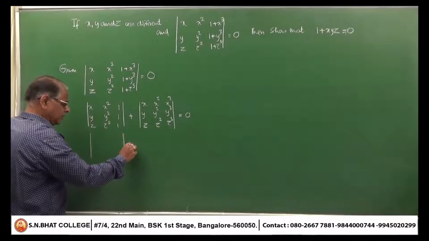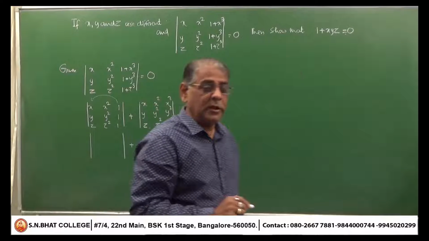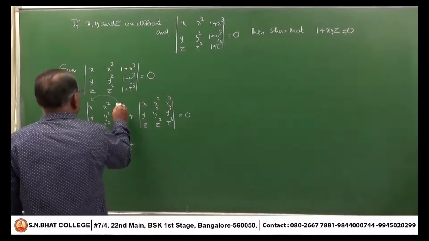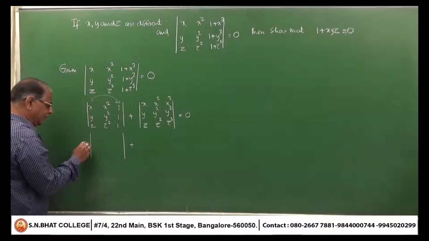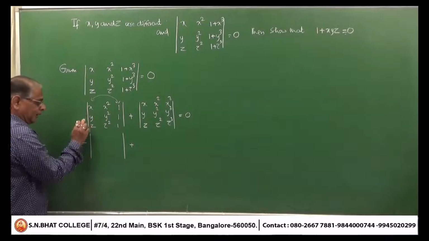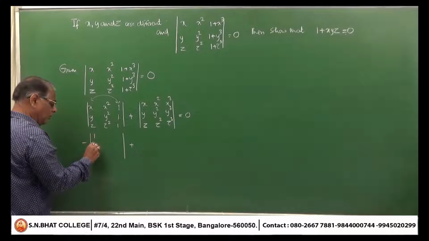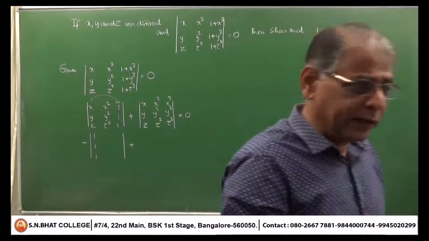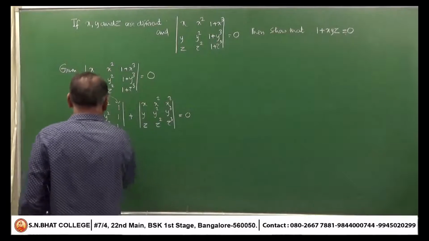In the next case, if we interchange any two rows or any two columns, the determinant changes its sign. I am interchanging first and third column in the first determinant, so it changes its sign. Plus becomes minus, minus becomes plus. I am interchanging C3 and C1. This is the second property: interchanging of any two rows or any two columns, the determinant changes its sign.